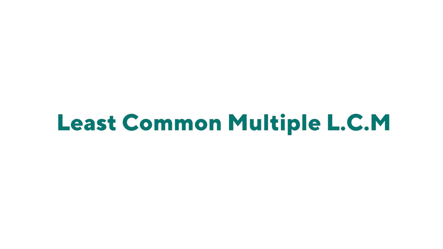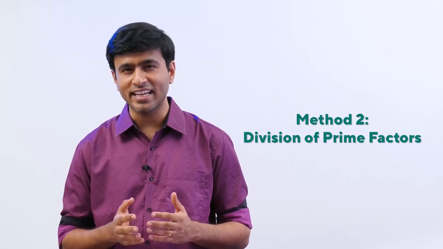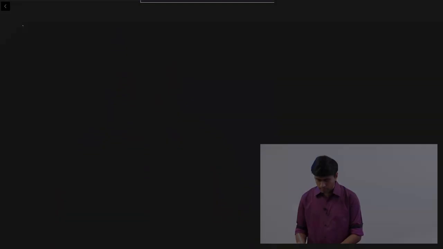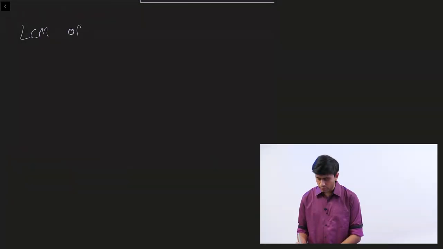Let's go and do LCM. You have learned two methods to find LCM. The first method is by prime factorization, and the second method is by division of prime factors. Let's look at each of these methods. Method 1, finding LCM by the prime factorization method. Find the LCM of 144, 180, 384.